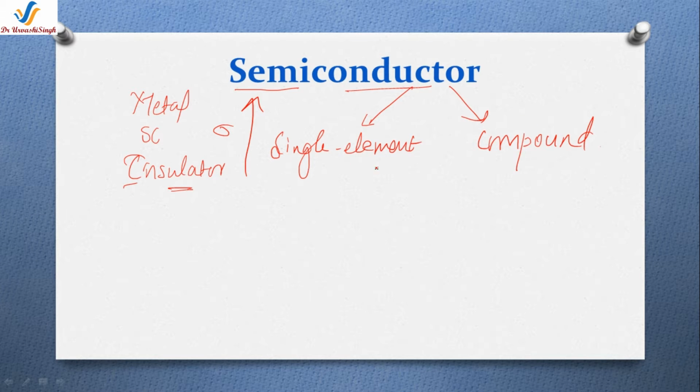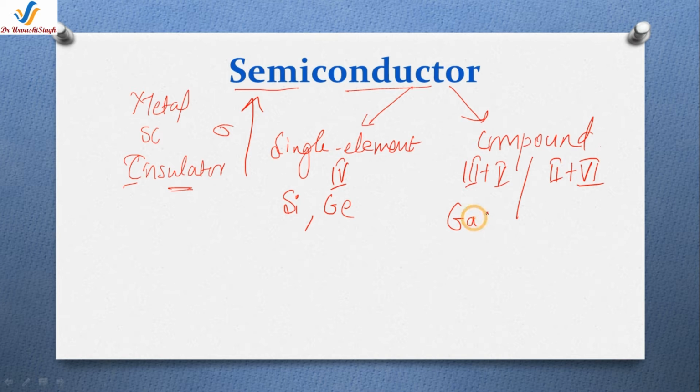Single element semiconductors are materials of basically the fourth group of the periodic table, while in a compound semiconductor there will be two or more elements of the periodic table, for example, third and fifth group, and second and sixth group of the periodic table. So in single element semiconductors you can see silicon and germanium, while in compound semiconductors the very well known semiconductor is gallium arsenide.